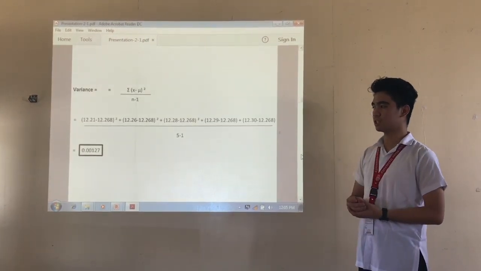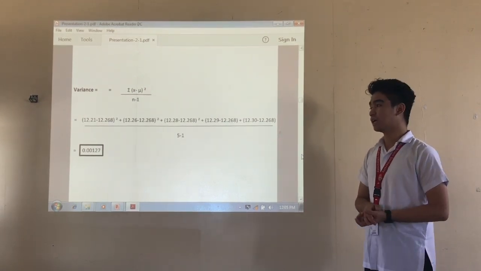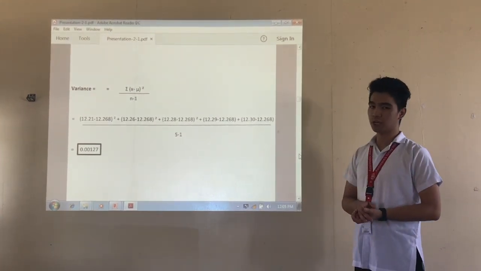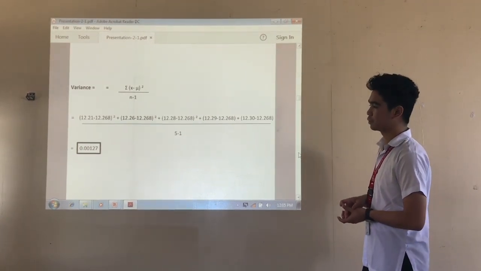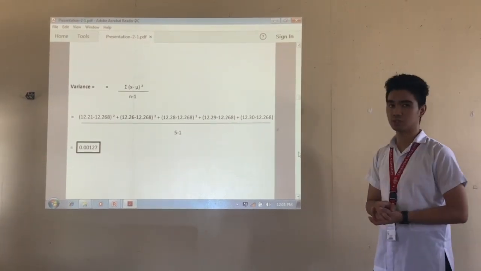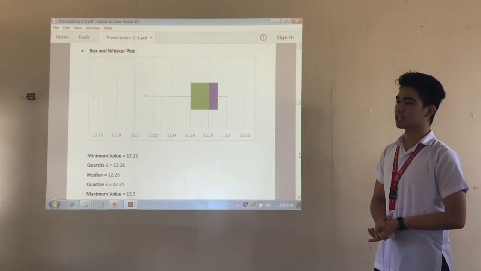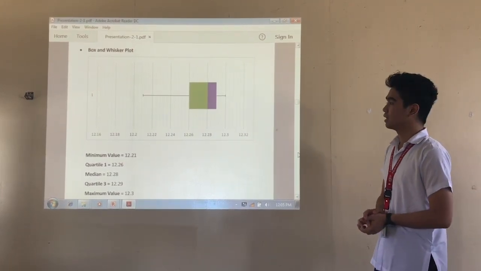And for the variance, we just square root it. We squared the standard deviation, which came out to 0.00127. Next po ay ang box and whisker plot.